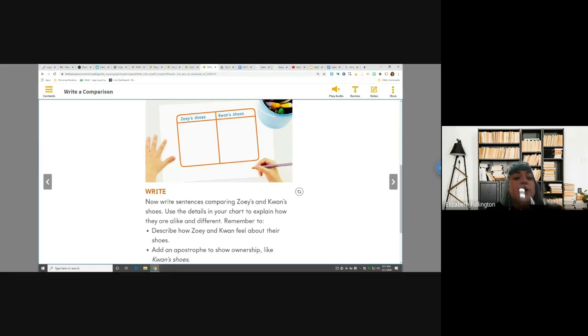It says describe how Zoe and Kwan feel about their shoes. Then add an apostrophe. Do you see these apostrophes right here, the little commas above the S? Add an apostrophe to show ownership, like Juan's shoes. Do you see right here the little comma at the top? That's called an apostrophe. That is telling me that you are talking about Juan's shoes. Those are her shoes. She takes ownership.